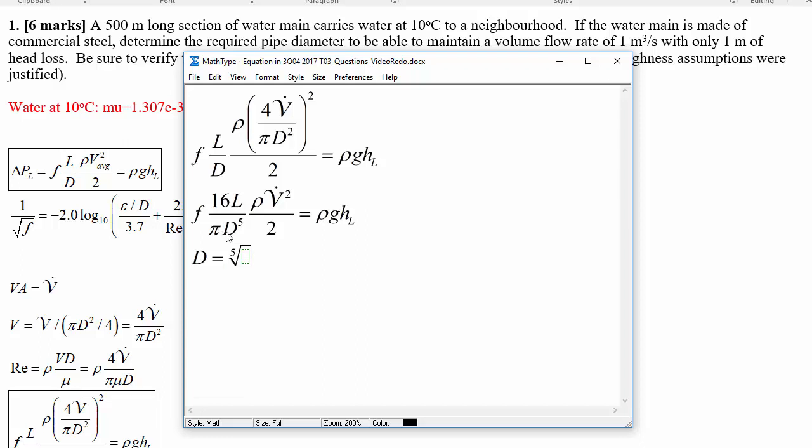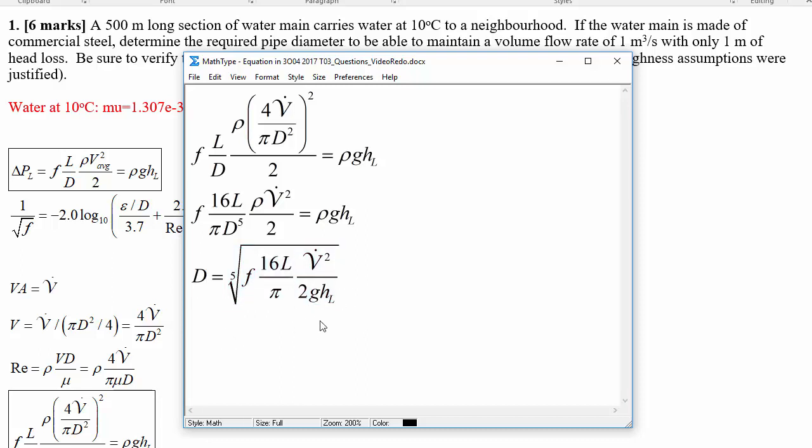So I'm going to imagine that we've brought diameter over to this side and then brought this stuff down in the denominator on the left. And so we've got that gone, but we've got a GHL still there. And that's what we end up with. Okay, so diameter is the 5th root of this thing: friction factor 16L over pi, volumetric flow rate squared over 2 GHL.